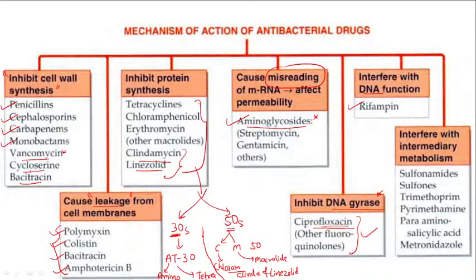DNA dependent RNA polymerase inhibitor, which is rifampin. So rifampin is interfering with the DNA function, and those drugs which are interfering with the metabolism, which are they? Sulfonamides, sulfones, trimethoprim, pyrimethamine, paraaminosalicylic acid, metronidazole. Metronidazole is also a DNA damaging drug by producing free radicals. So free nitro radicals are formed because of its reduction, and these free nitro radicals cause damage to the DNA.